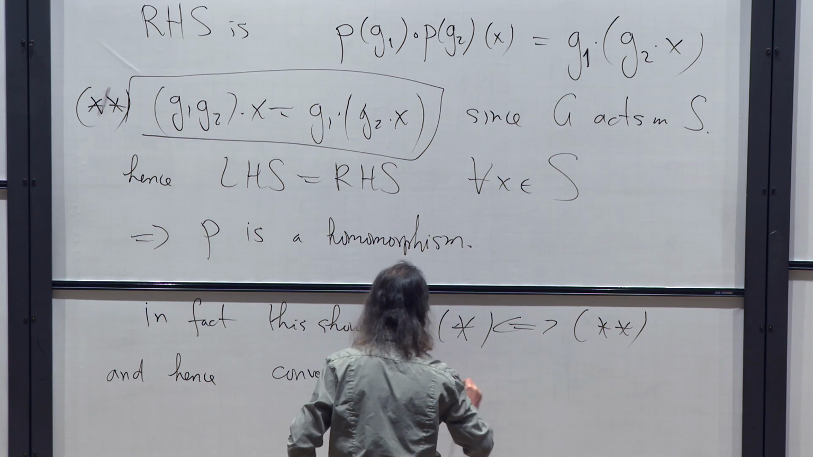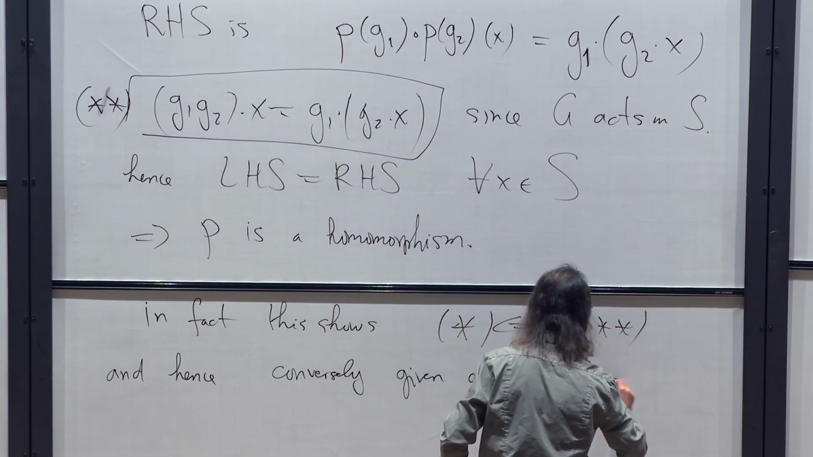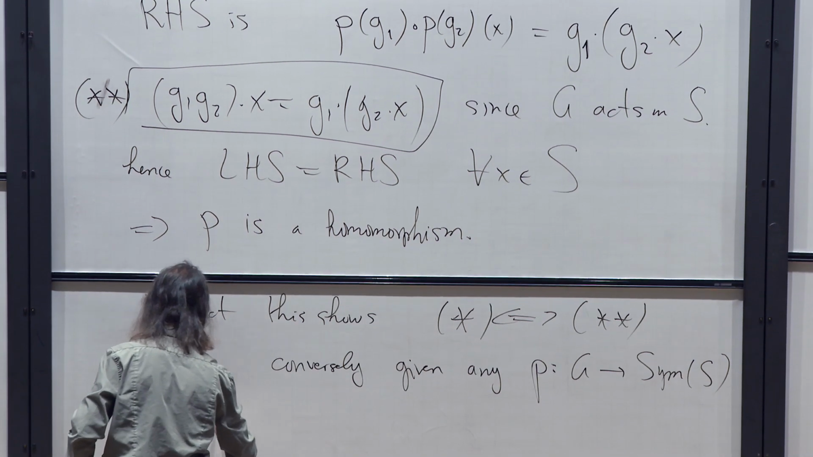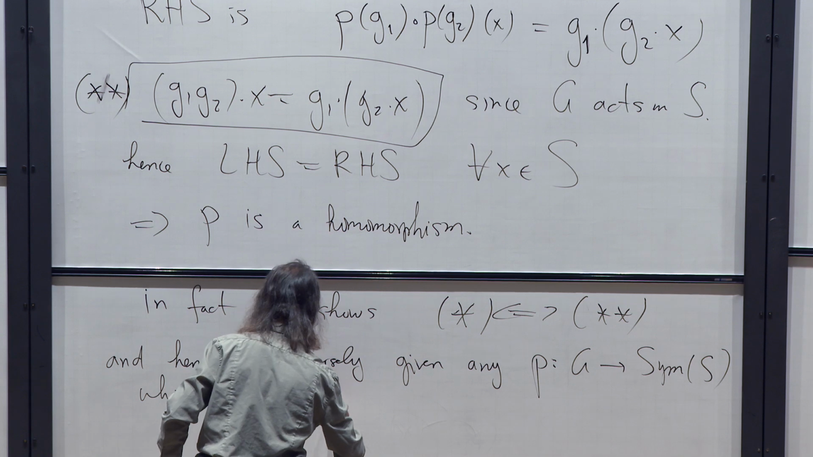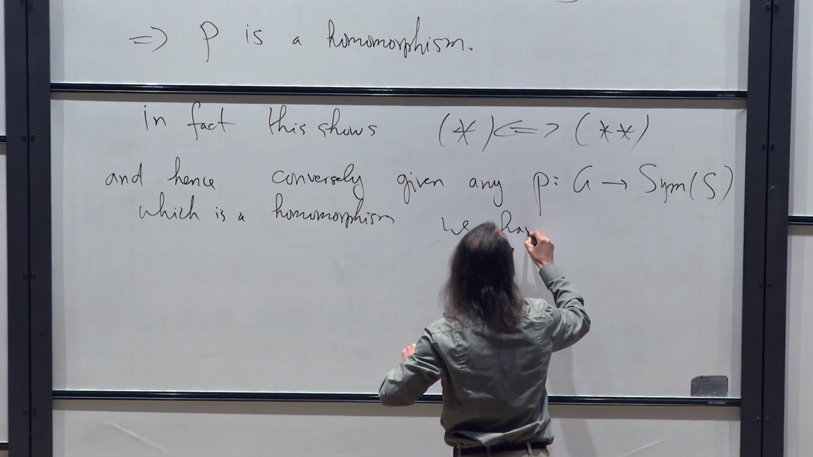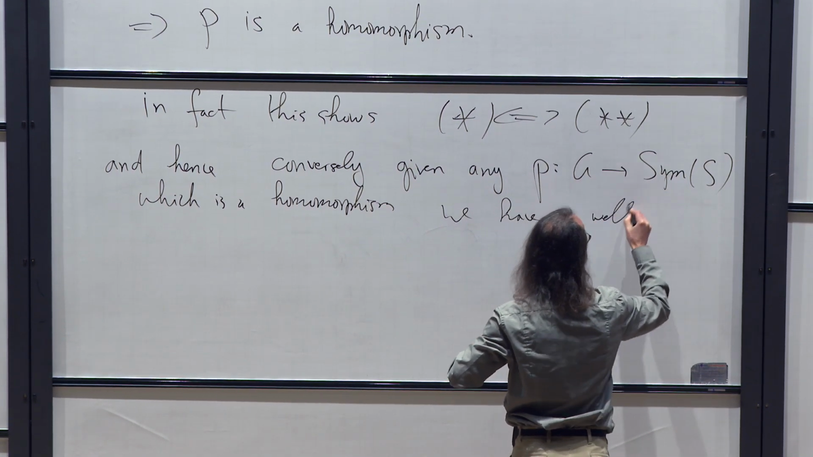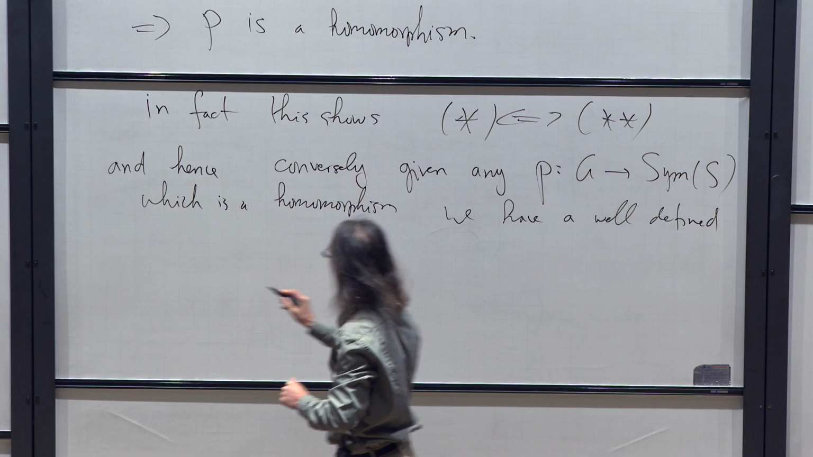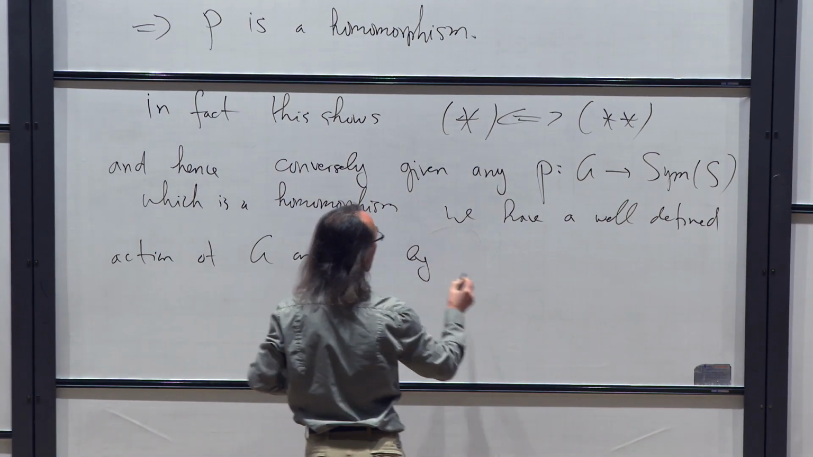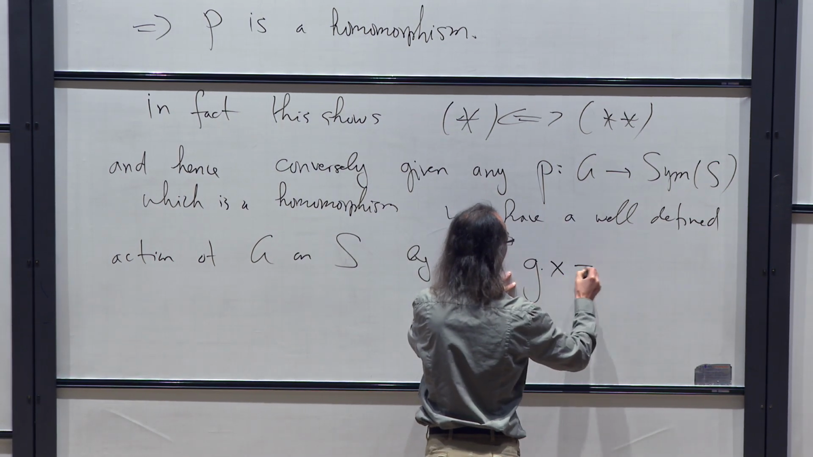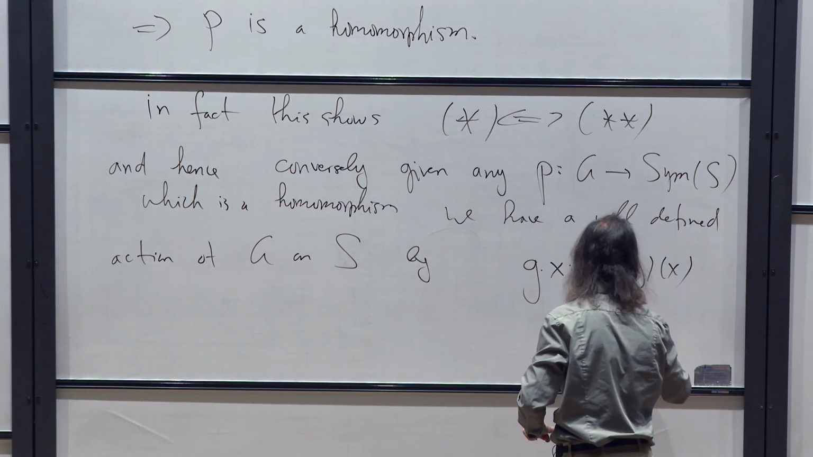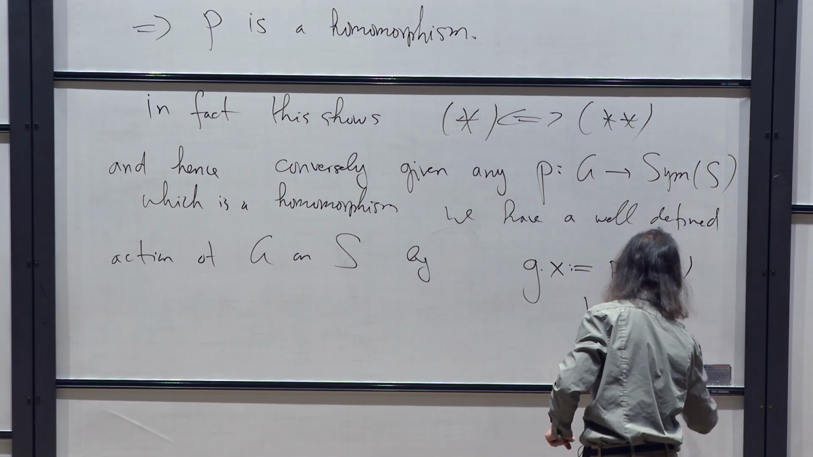given any rho from G into Sym S, which is a homomorphism, we have an action, a well-defined action, of G on S by simply reversing the definition. We define g dot x to be rho of g on x, okay, for any g in G and any x in S. Right?